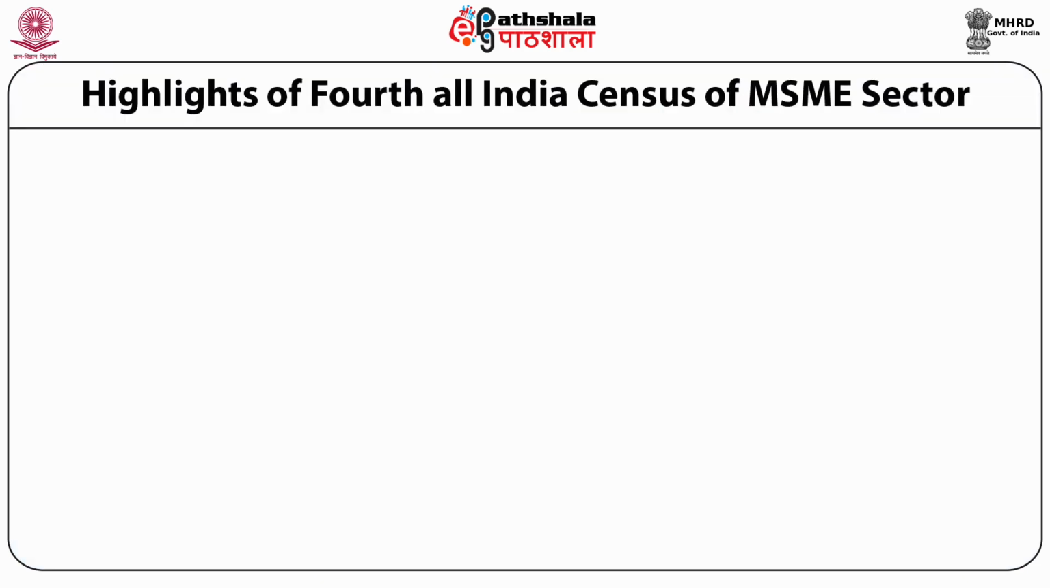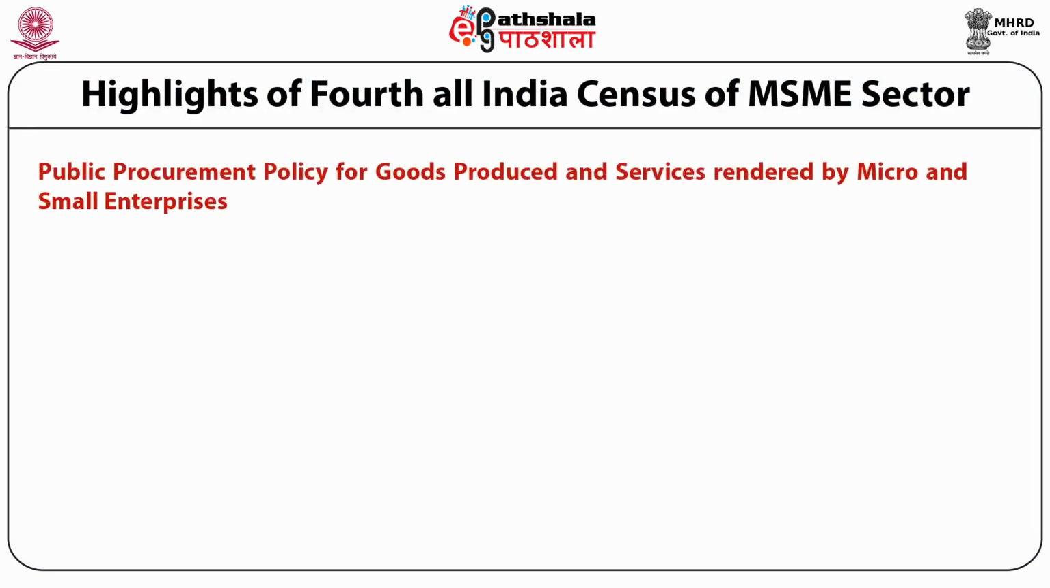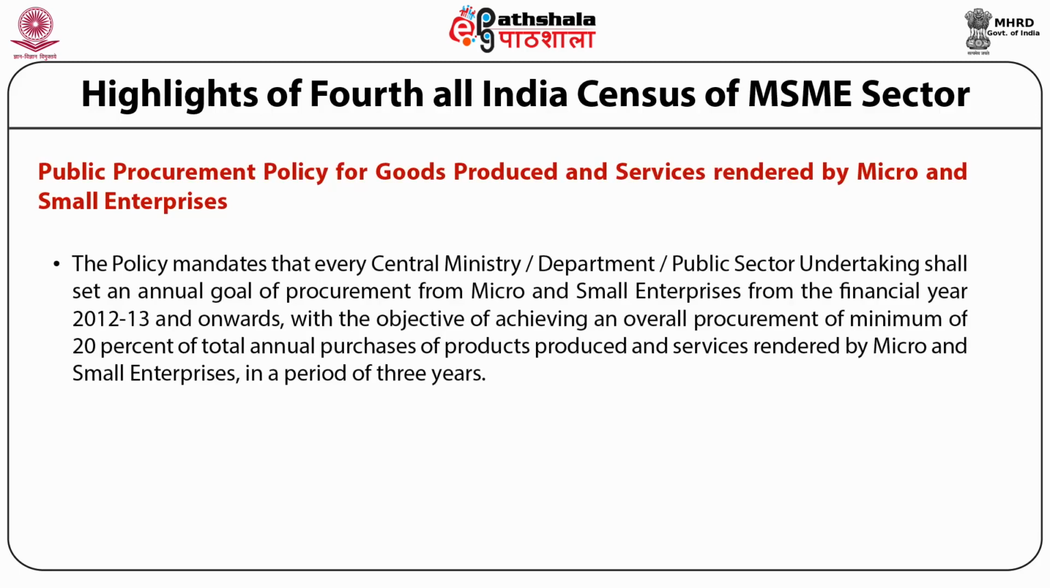Now, the basic highlights of the 4th All India Census of MSME sector show that there was a public procurement policy for goods produced and services rendered by micro and small enterprises. This policy mandates that every central ministry or department or public sector undertaking shall set an annual goal of procurement from micro and small enterprises from the financial year 2012-13 onwards, with the objective of achieving an overall procurement of minimum 20% of total annual purchases of the products produced and services rendered by micro and small enterprises in the period of 3 years.